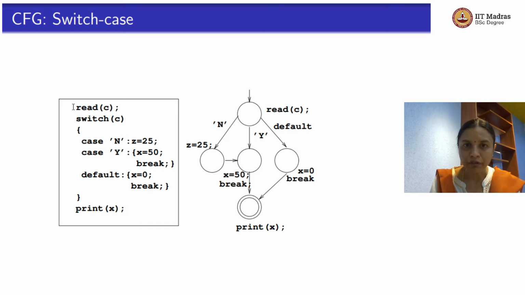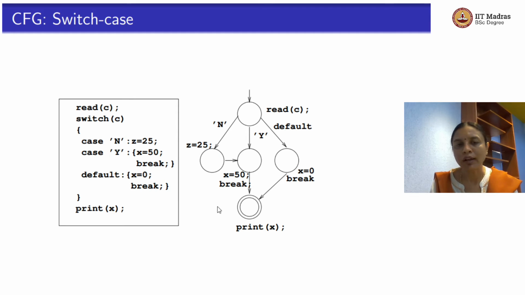On the left you have a fragment of code that gives a small example of how a possible switch case statement might look like. It says read a character C, and based on what C is, do different things. In the case of C being N, maybe representing no, assign 25 to Z. If C is a Y, assign X to 0 and X to 50 and then break. Otherwise, do these two, assign X to 0 and then break. Then when you come out of the switch statement, do a print X.